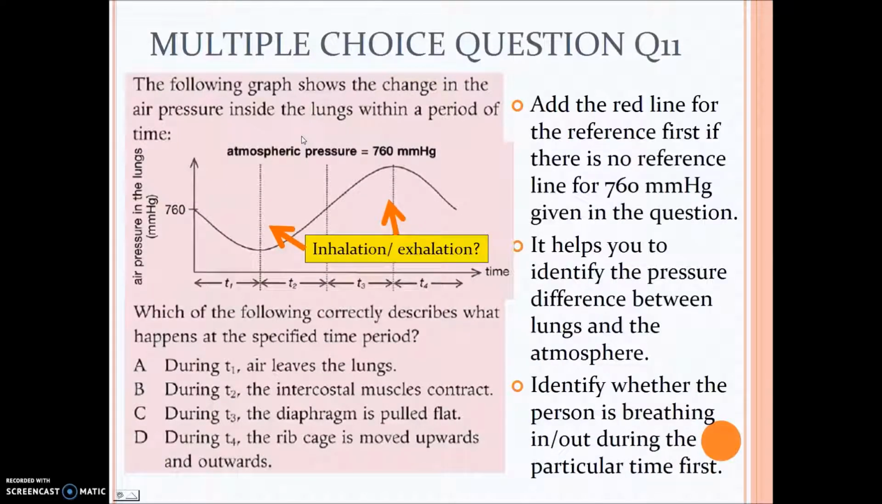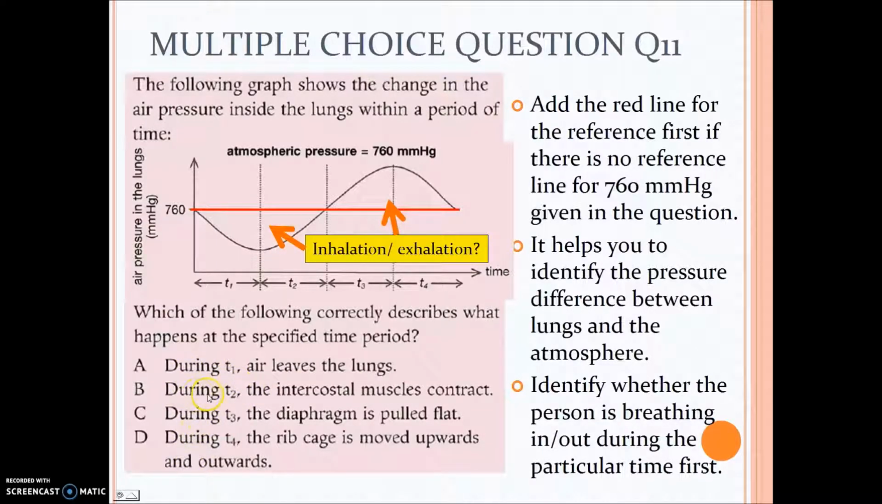And for question 11, you can see it is actually the same graph, but there is no reference line for you. So recall the first hint and add it yourself. Then the second step is that you need to point out which part is inhalation and which part is exhalation. You need to think about it first, and then you can determine which of options A, B, C, D is correct and which is wrong.